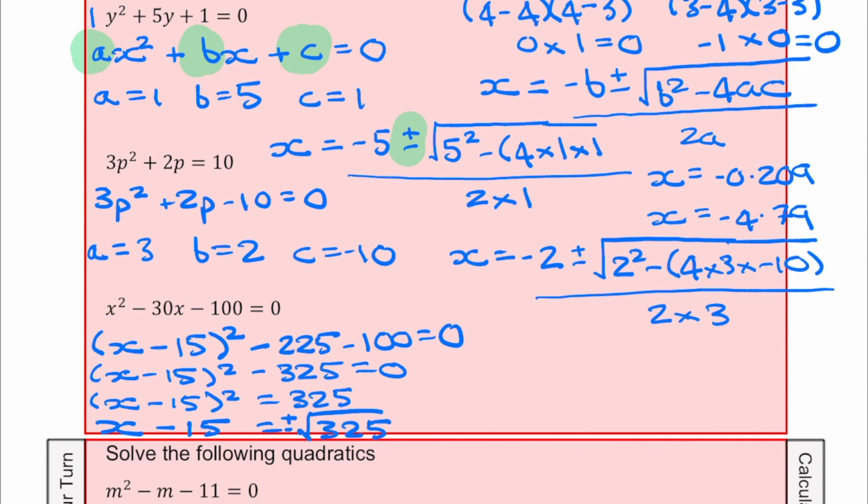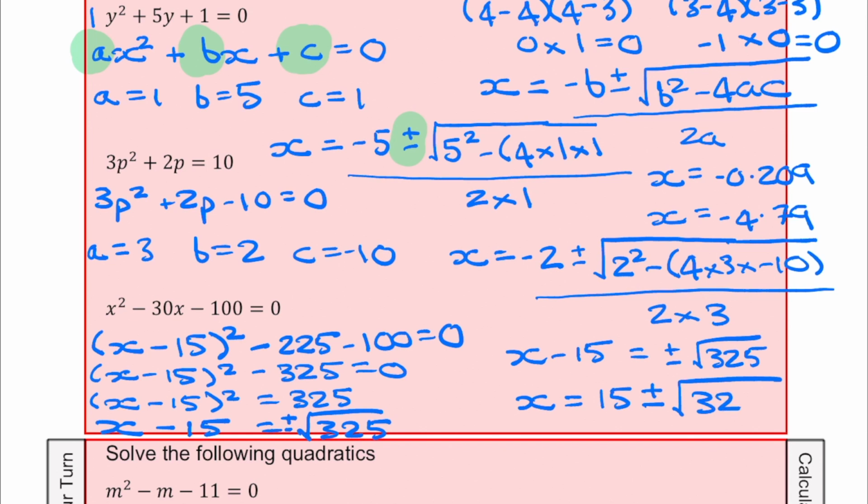Final step then. So what I've got at the moment is x minus 15 equals plus or minus the square root of 325. Final step, I just need to move this minus 15 over to the other side. So I get 15 plus or minus the square root of 325. And that's how you get your two solutions to the quadratic. So one of them is 15 plus the root 325, and one of them is 15 minus the root 325.